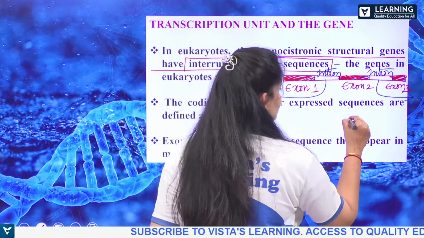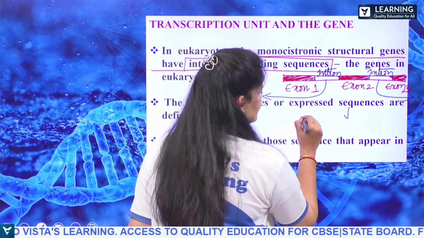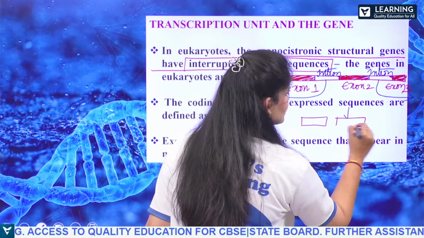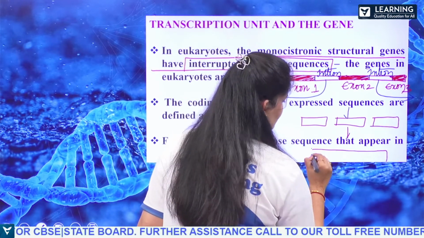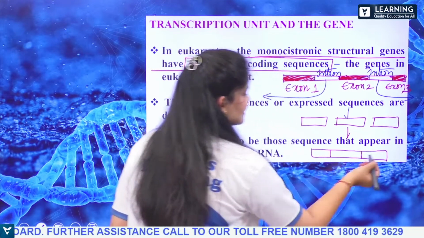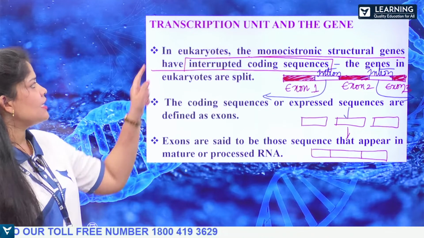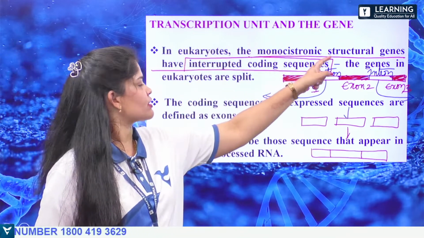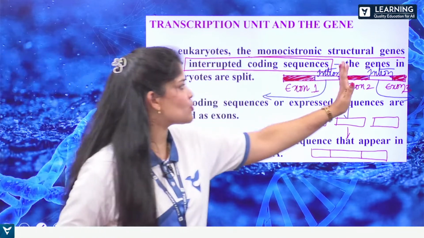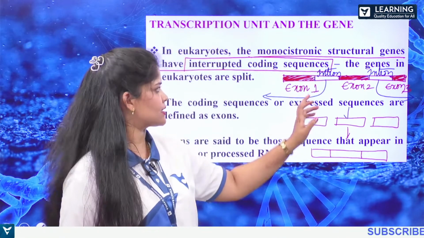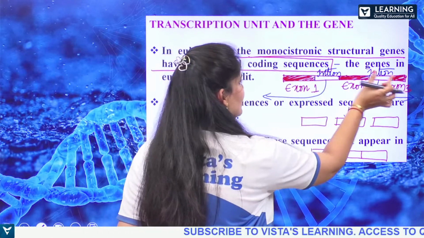So now further, the exons, what we call coding sequences, join up. Only the exons can be seen in the mature RNA or processed RNA. So look at here. In eukaryotes, the monocistronic structural genes have interrupted coding sequences. The coding sequence is interrupted by the non-coding sequences. The genes in eukaryotes are split. That is what we call a split gene arrangement.